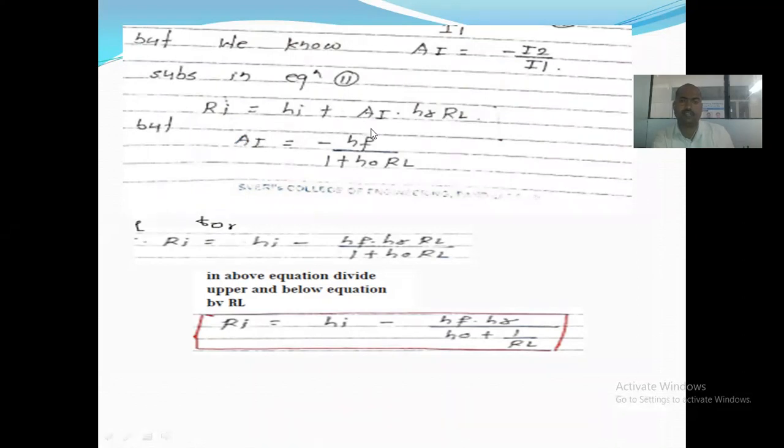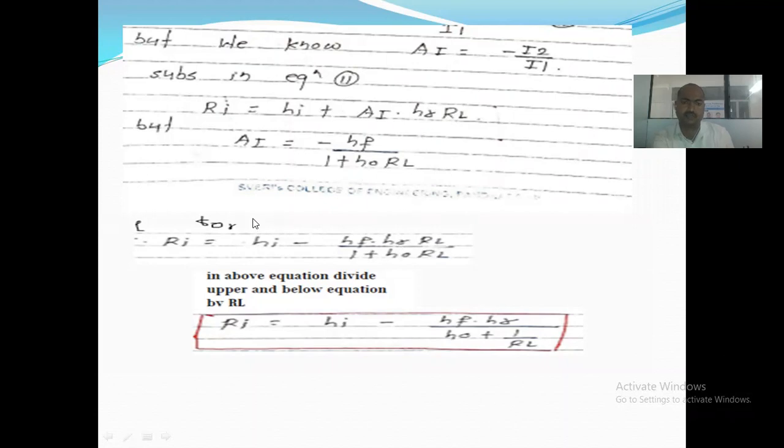As we know, we have already calculated the current gain, right? Current gain is nothing but minus of HF divided by 1 plus HO RL. We just put the same value in this equation. So Ri equal to HI. Now see, this is the minus, that's why here it came as a minus of HF, HO RL as it is, and this HR RL as it is here.